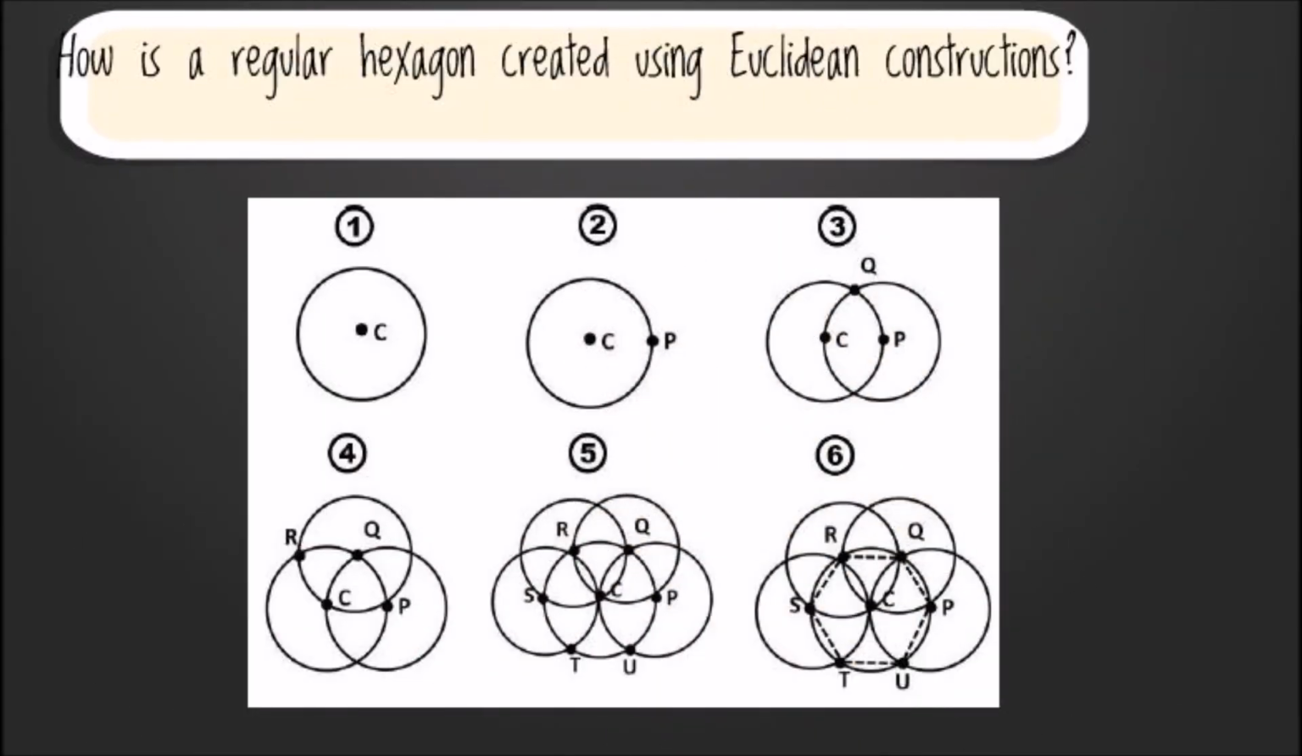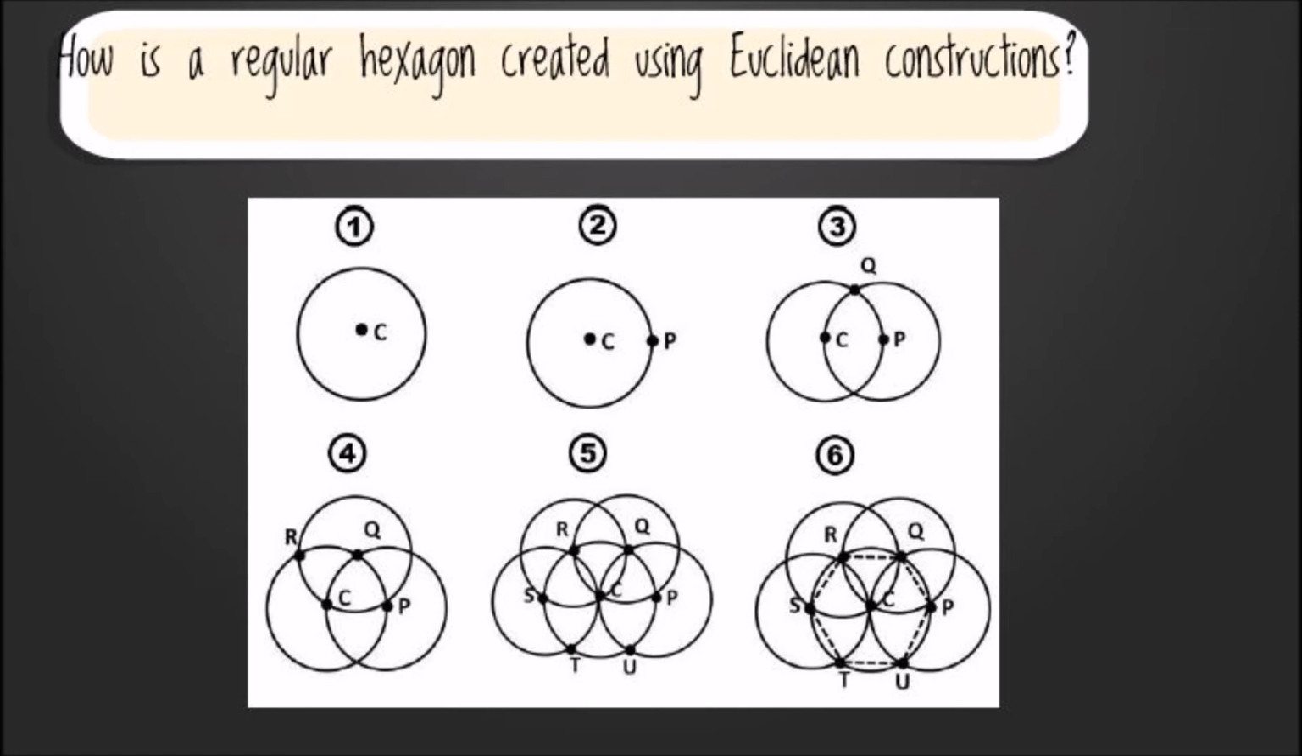Now, using Euclidean construction, we are going to present how to construct a regular hexagon. The first step is to create a circle with center C. Keep the compass span and place P anywhere on the circle to act as the starting point. Then, without changing the span of the compass, we will place the compass point on P and create a small arc crossing the circumference of the circle.